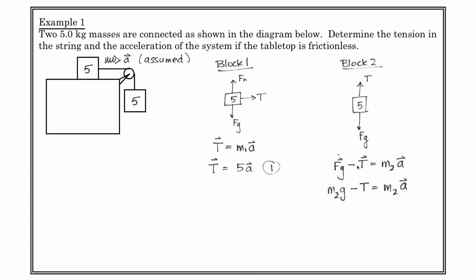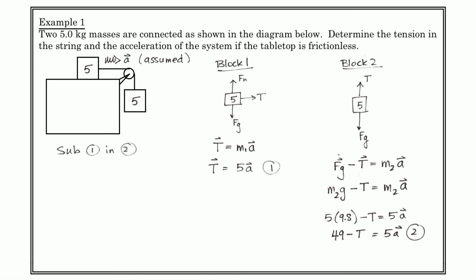Making a few quick substitutions, we will see that this right here, 49 minus tension, is equal to 5a. And that's equation number 2. What we've just created for ourselves is a system of two equations, 1 and 2, and two unknowns, T and acceleration.